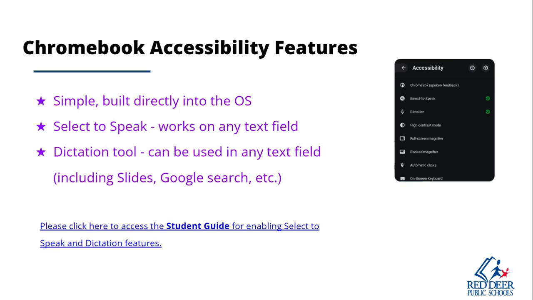The last type of assistive supports that I wanted to mention to you today are the embedded Chromebook accessibility tools that are embedded right into the Chrome operating system on a Chromebook. These tools are simple and they're easy to use. They're also much better than they were a few years ago. So if you haven't tried them in the last year or two, I highly recommend today you spend some time just giving them a go.